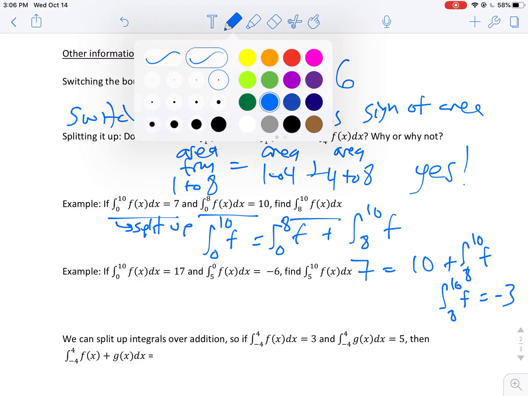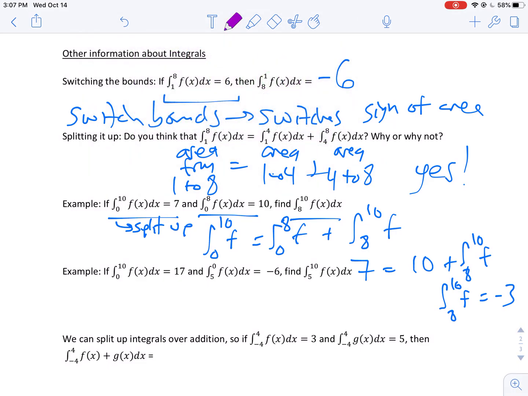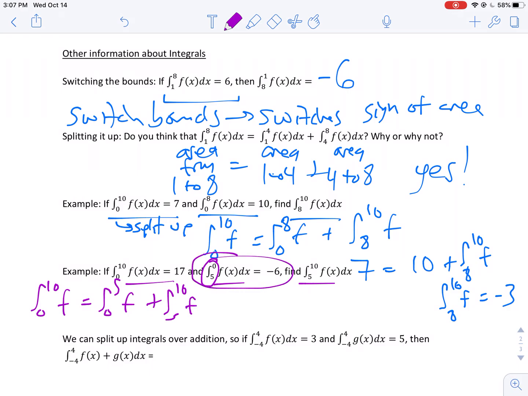You can get a little more complicated on one of these. Say you have integral 0 to 10 is this, and then that. So, okay, but look, that's 5 to 0. So if we know that integral 0 to 10 of f is equal to integral 0 to 5 of f plus integral 5 to 10 of f, which is what we're trying to find. Now, if I know that integral 5 to 0 of f is negative 6, can I use that to find the area from 0 to 5? I think I can, right? It just switches the sign.